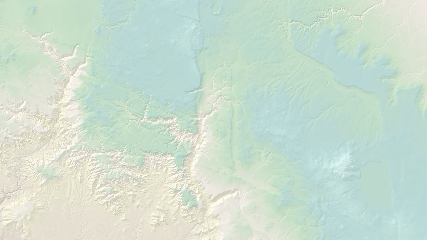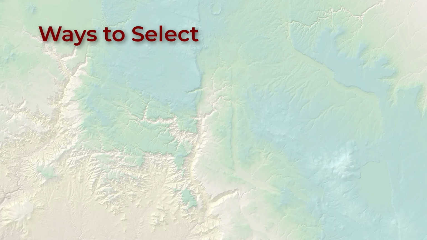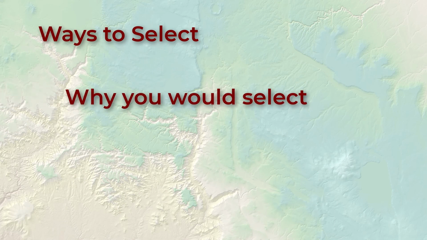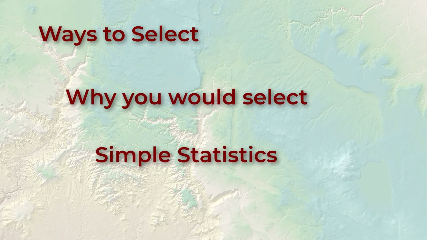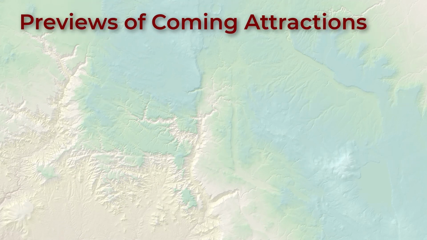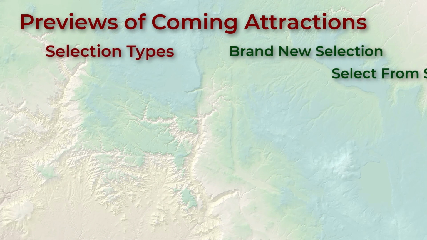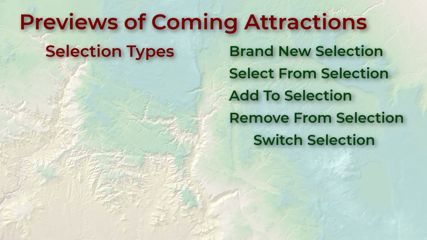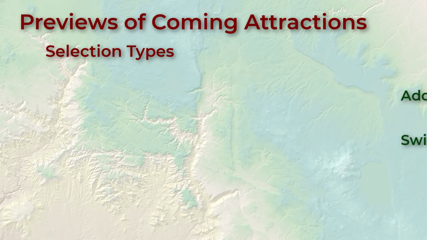Okay, I think that's enough for the first part of this lecture. So far we've covered different ways to select and why you would select, and how to calculate simple statistics from a selection. In the next lecture, we'll discuss these selection types that I mentioned before. These are really critical, and they actually cause a lot of confusion. When you make a selection, is it a brand new selection, or are you selecting from some currently selected set? There's a few other options, so we'll go over those.